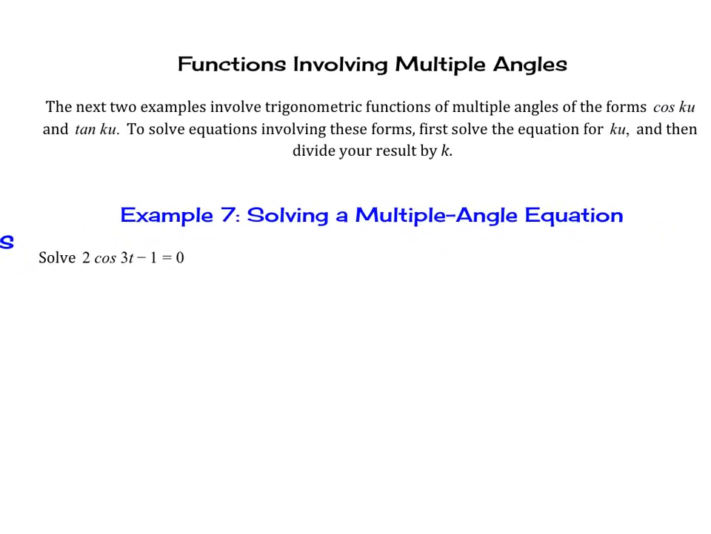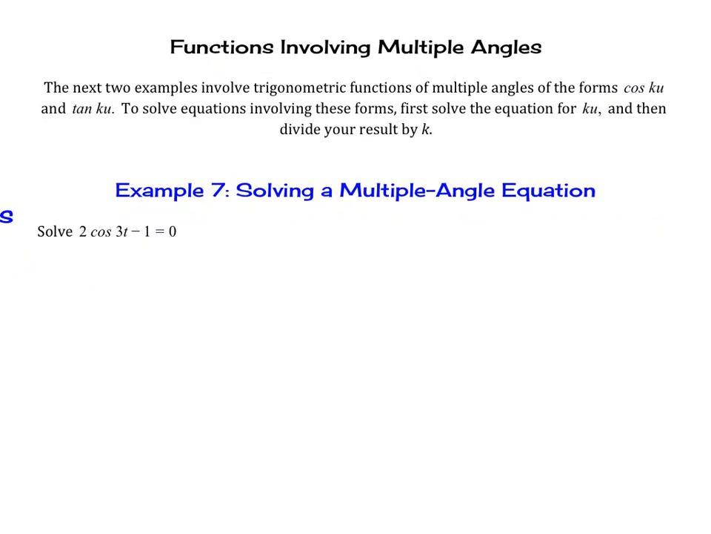So, functions involving multiple angles. The next two examples involve trig functions of multiple angles of the form cosine of ku and tangent of ku. To solve equations involving these forms, you're going to first solve the equation for ku and then divide your result by k.